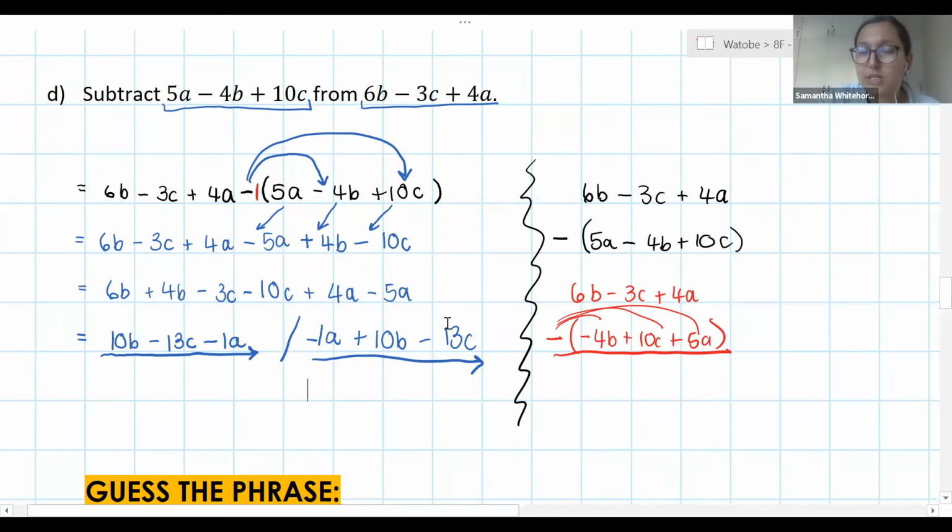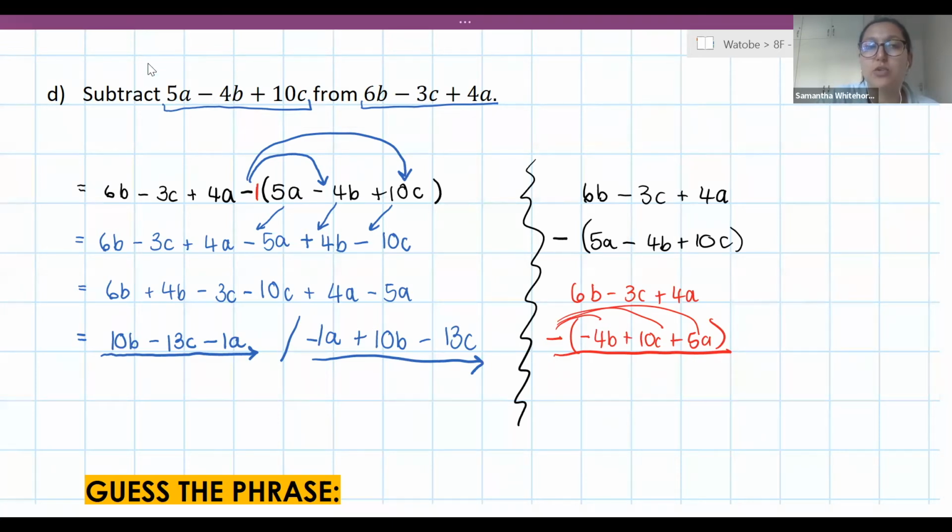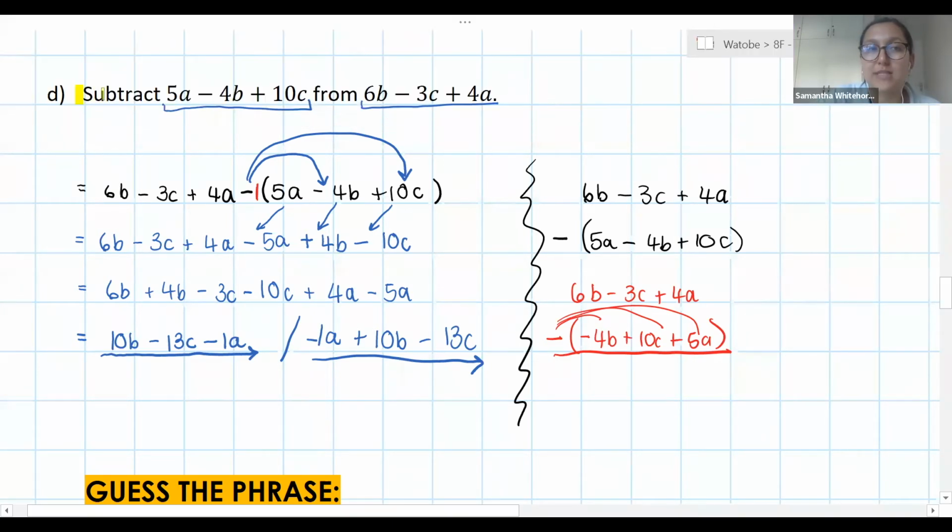Now, this was a tricky one, guys, so please don't stress if you found it a little bit complicated. What was important here essentially was reading what this question was saying to us and making sure that we subtracted the correct expression from the other. So I'll leave it up if you want a screenshot. And then we're going to take a little break before we carry on with some equations.